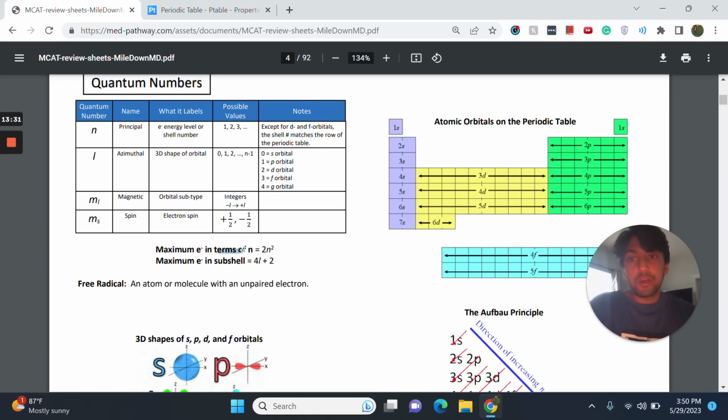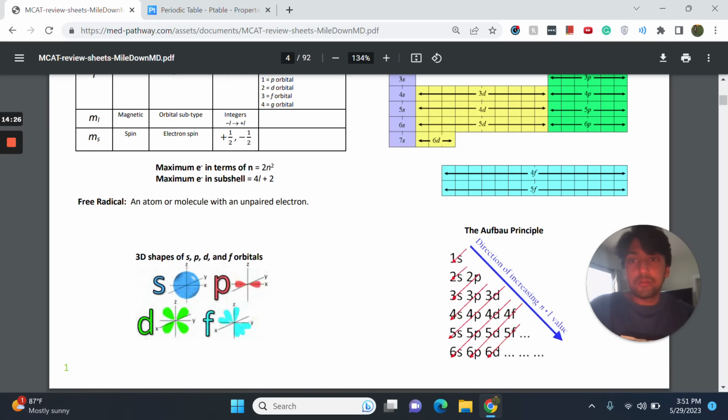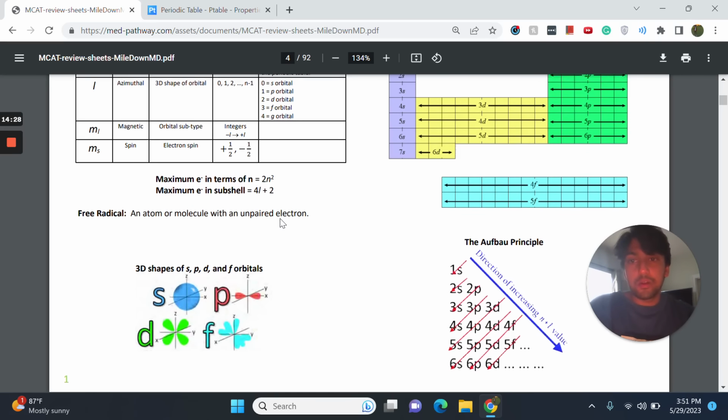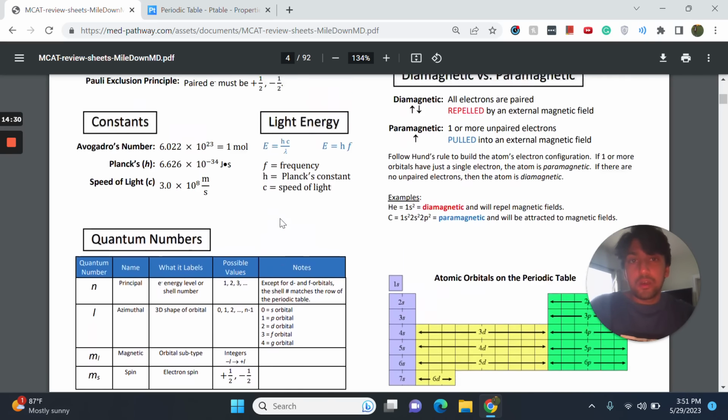Yeah. And the next thing is a free radical. Free radicals are atoms or molecules that have an unpaired electron. Okay. Yeah, and then the next thing that we're going to talk about is diamagnetic and paramagnetic. This is actually a pretty simple concept, but a complicated term.